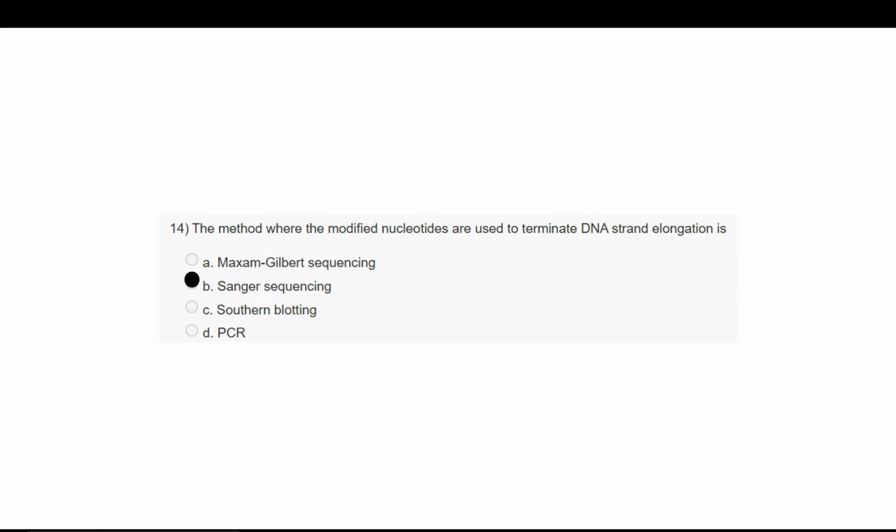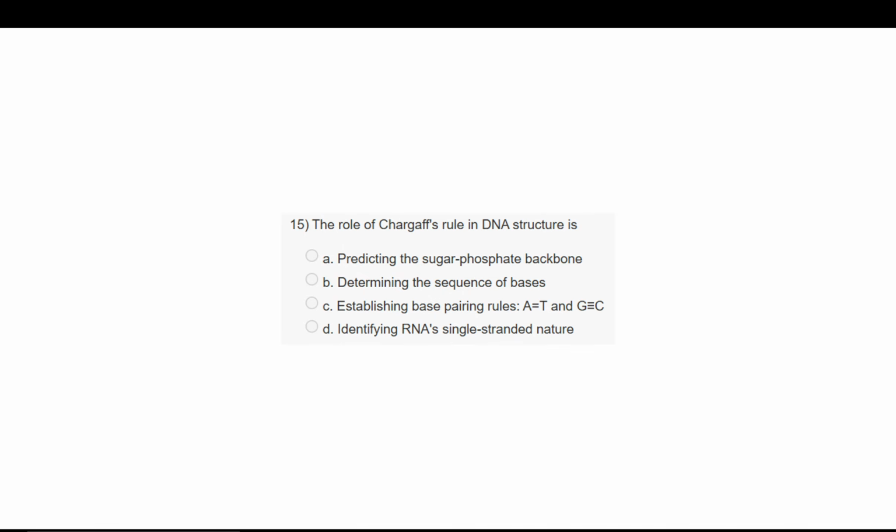Maxam-Gilbert sequencing uses chemical cleavage to distinguish between different reactions. The role of Chargaff's rule in DNA structure is: predicting the sugar-phosphate backbone, determining the sequence of bases, establishing DNA base pairing rules AT and GC, or identifying RNA's single-stranded nature. The answer is establishing the base pairing rules AT and GC.